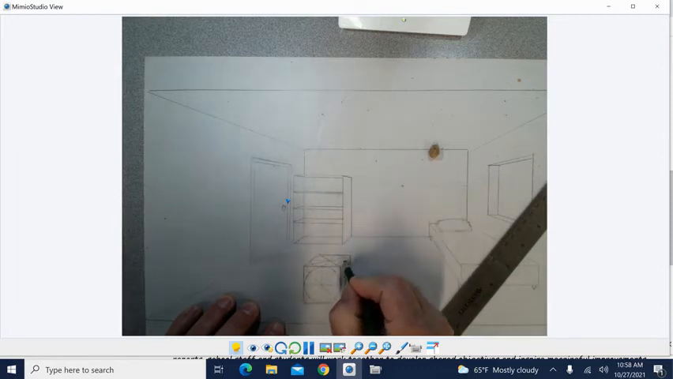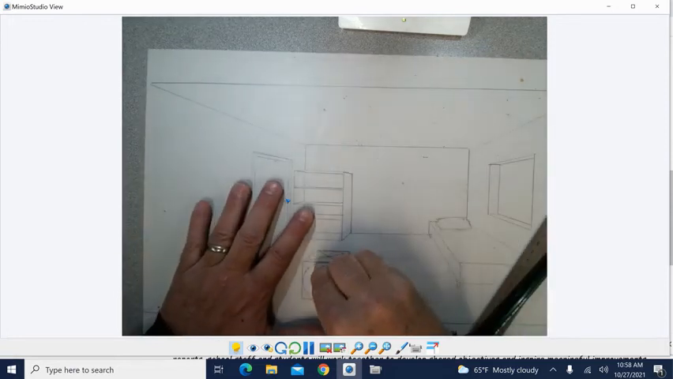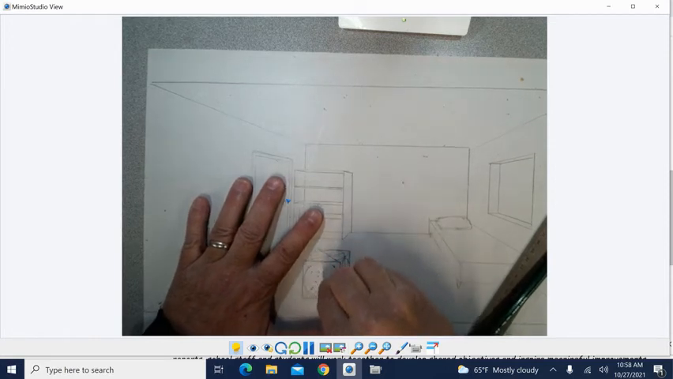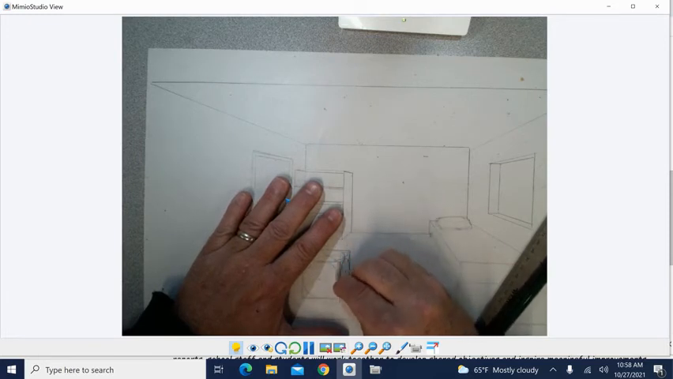So the top circle is handy if you're drawing something like a cup or a jar, and you want to make the top of it look circular, but in perspective. This could be the technique that you would use. And then you just erase your guidelines.